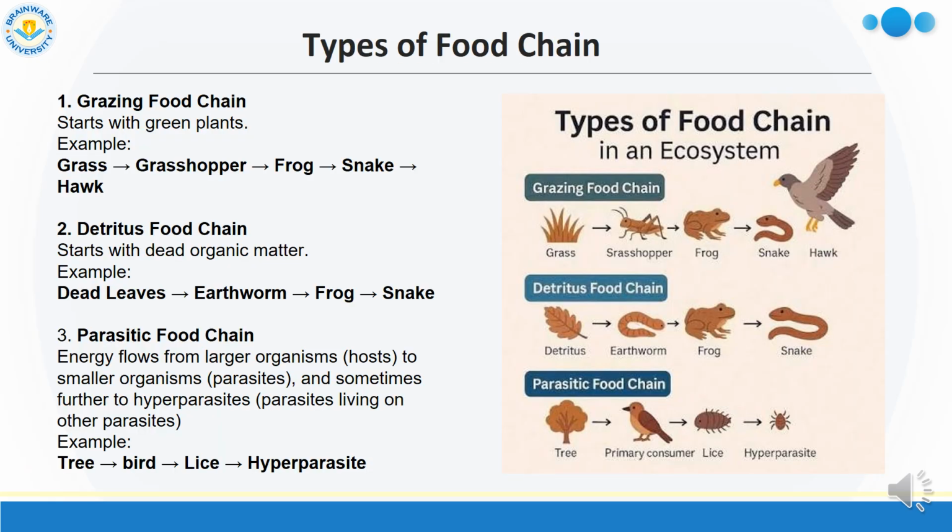Now the third one is parasitic food chain. Parasitic food chain means there will be at least one parasite present in this type of food chain. Here one example is given. Suppose tree is producer, then bird, and there are so many lice present in the body of bird. So from bird to lice and then hyperparasites. So in this food chain, a parasite must be present, so this type of food chain is known as parasitic chain.